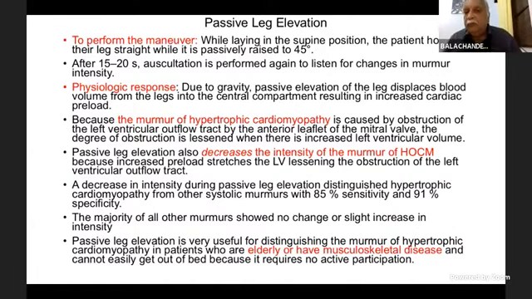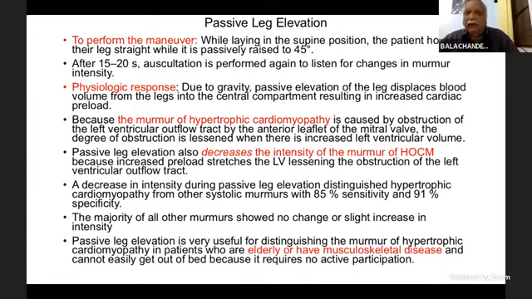What happens due to gravity? Passive elevation of the leg displaces the volume from the legs into the central compartment, resulting in increased preload. Because the murmur of hypertrophic cardiomyopathy is caused by obstruction of the left ventricular outflow tract by the anterior leaflet of the mitral valve, the degree of obstruction is lessened when there is an increase in the left ventricular dimension. Now, passive leg elevation also decreases the murmur of HOCM because the increased preload stretches the LV, lessening the obstruction.